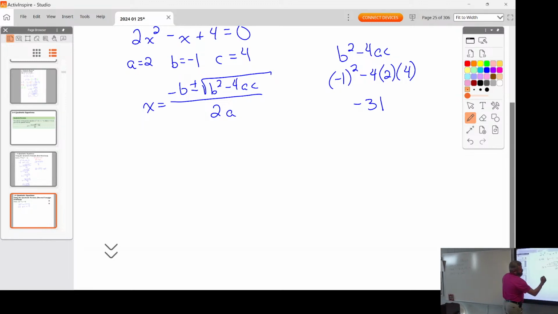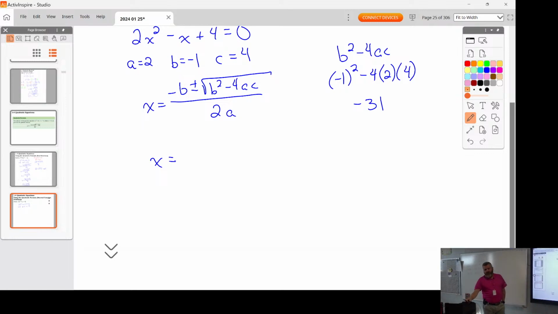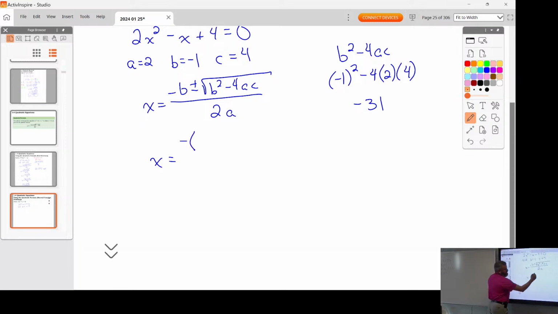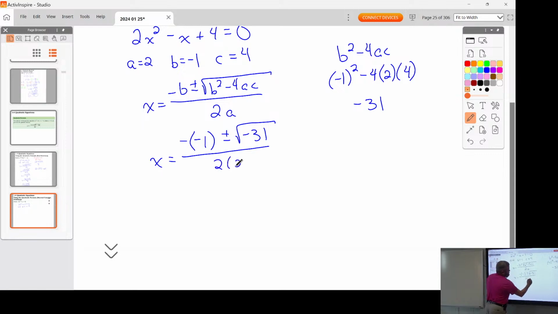Go back to the quadratic formula. X is equal to, I've said this before, I'll say it again, I bet I say it again at least one time in the future. Do not forget parentheses when you're plugging numbers in. Don't fall into the trap that says, well, the quadratic formula says -b, so that's going to be a -1 at the beginning. Because no, it's not. It's negative. Now I'm going to plug in b. b is -1 plus or minus the square root of -31 all over 2 times 2.